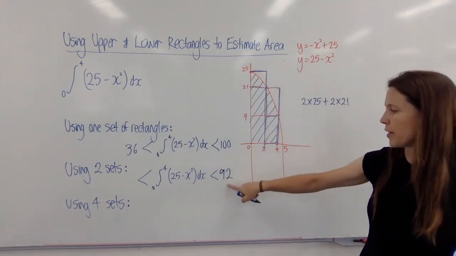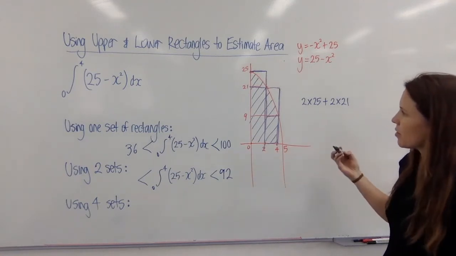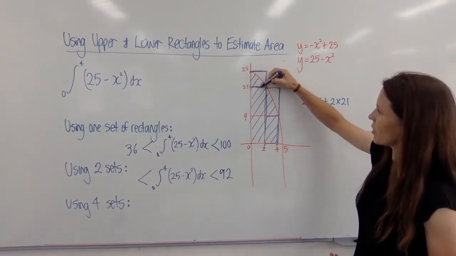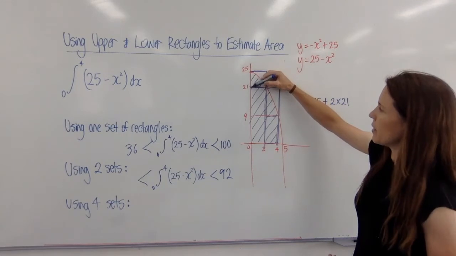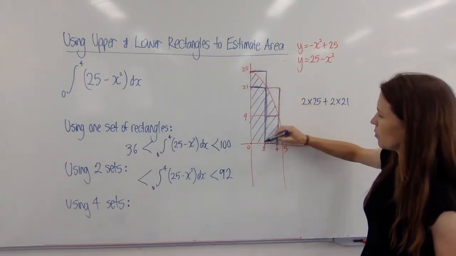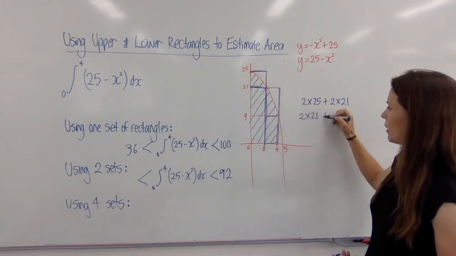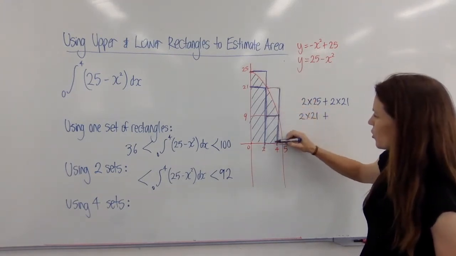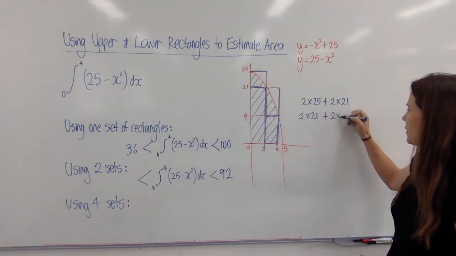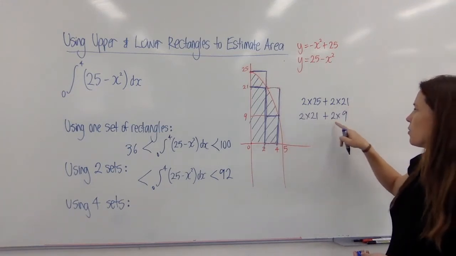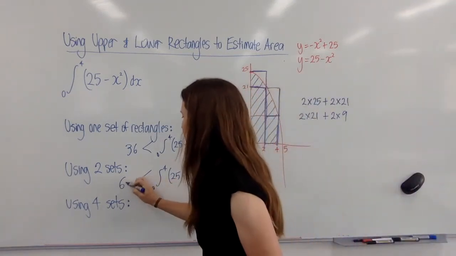It's a little bit smaller than our previous estimate. And the estimate that's a little bit small, we can see it's going to be too small, but we'll figure it out anyway. It will be this rectangle, which is 2 times 21, plus this rectangle, which is 2 times only 9. So we've got 42 plus 18, we've got 60.